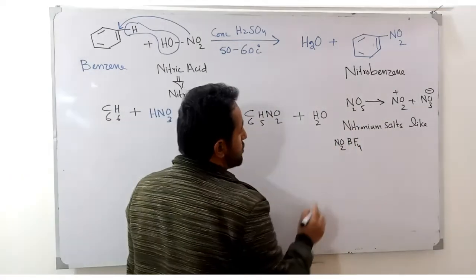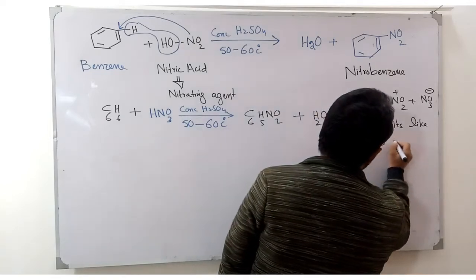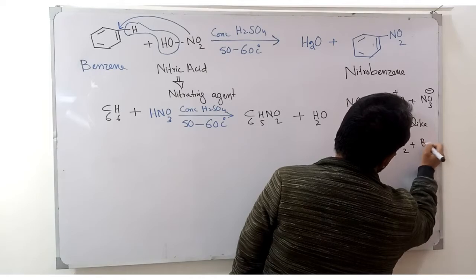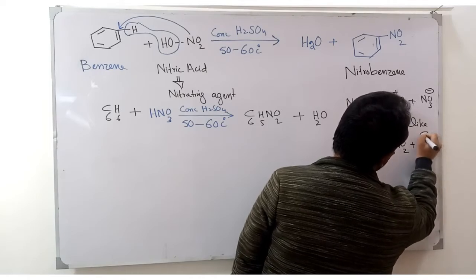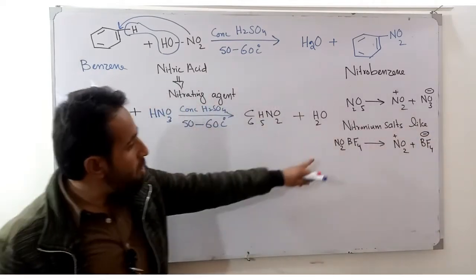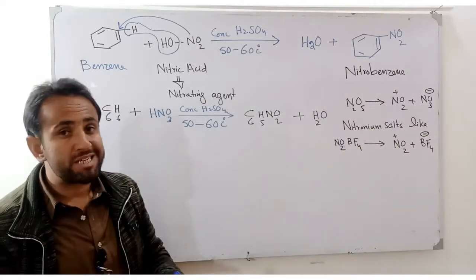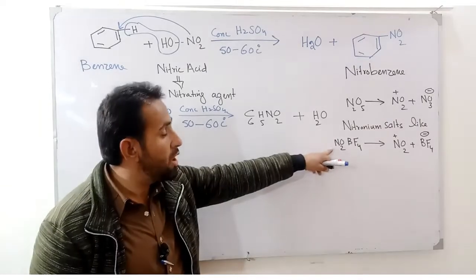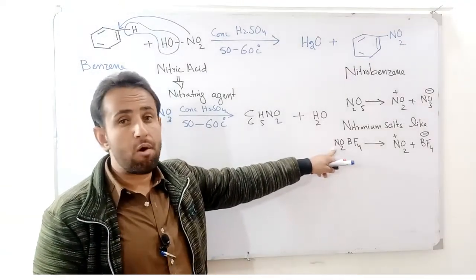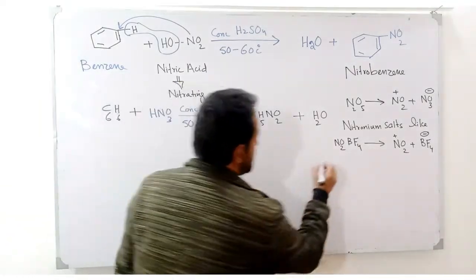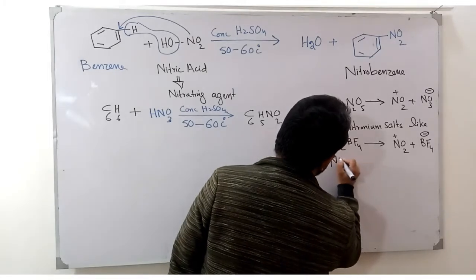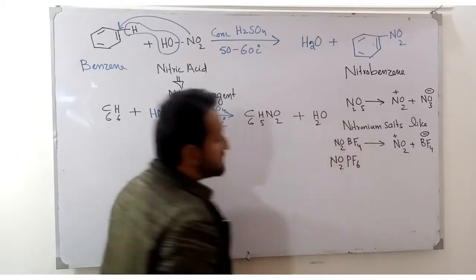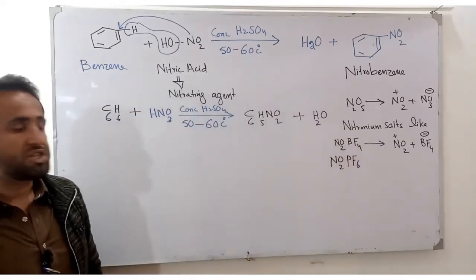From this compound we can also obtain a nitro group, that is NO2 positive plus BF4 negative. So this compound also provides a nitro group. This is also a nitrating agent. So instead of nitric acid, again we can use this compound too. One more example, NO2PF6. This is one more example of a nitrating agent.